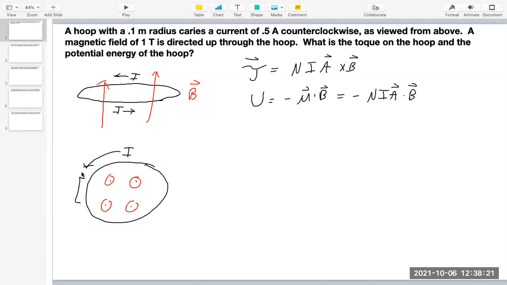And for the torque, there's not a net torque because, right-hand rule, the area vector and magnetic moment of this hoop are already aligned with the magnetic field. So that cross product is going to be 0. But it does allow for a non-zero dot product.